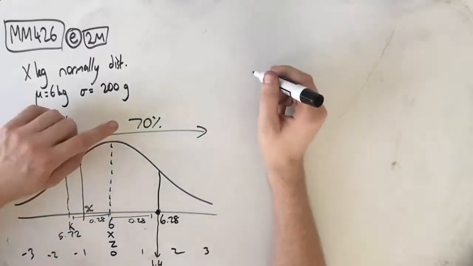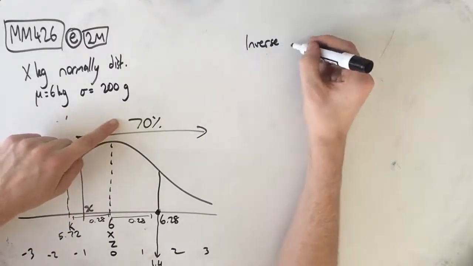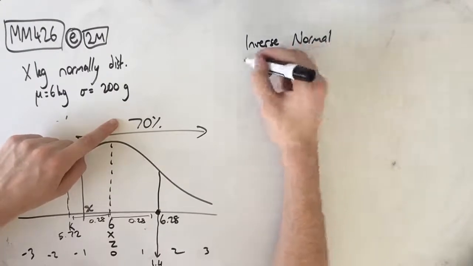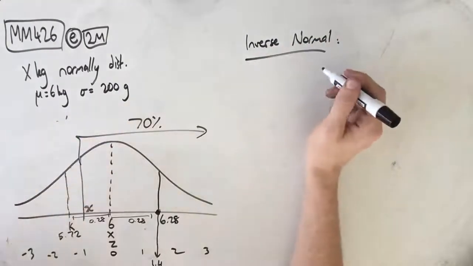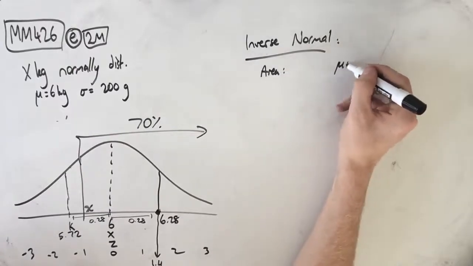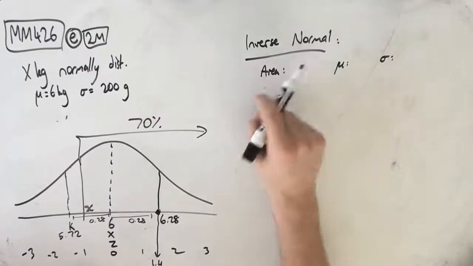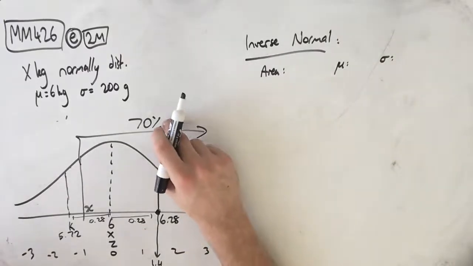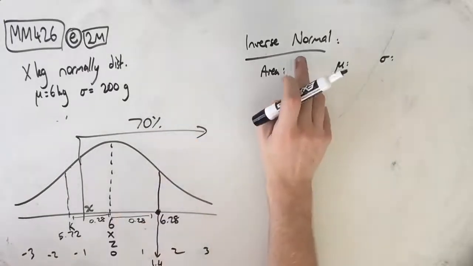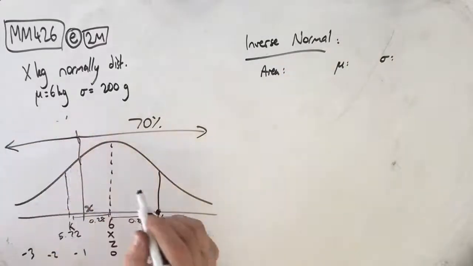So when we know our probability or we know our area, we immediately want to go to our inverse normal function in our CAS, which in my case is menu 553. And it's going to ask us for 3 things: area, mean, and standard deviation. Cool. So we know our area, we know that that's 70%. But when we're dealing with inverse normal, we always need to take the area to the left of the point that we're dealing with, okay?